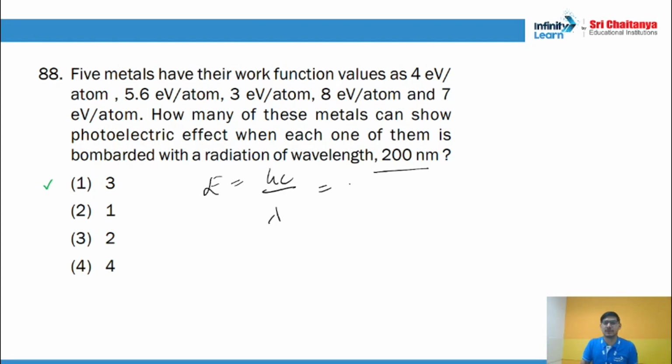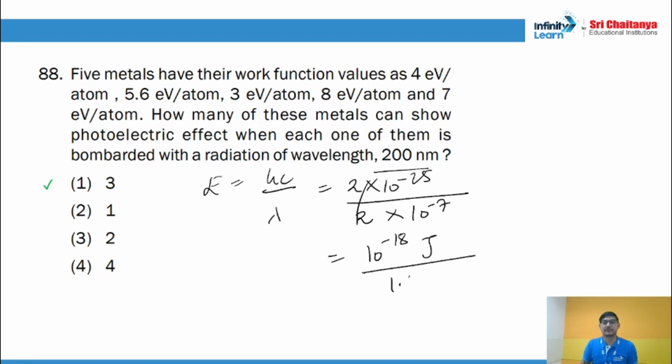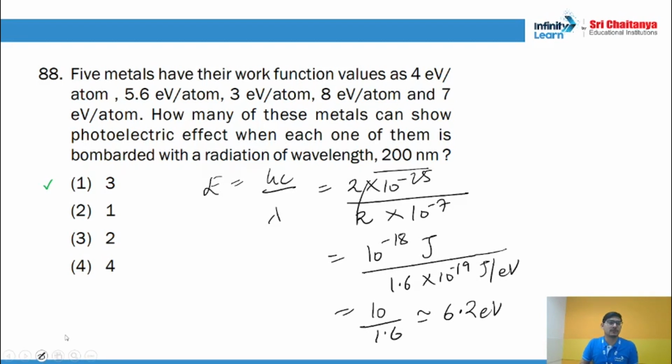The value of hc is approximately 2 into 10 to minus 25. Okay, and the value of lambda is 200 nanometer, which is 2 into 10 to minus 7. So this is 10 to the power minus 18 joule. Now if you convert it into electron volts, then this is this, right? Joule per electron volt. Is that clear, guys? 1.6 into 10 to the minus 19 joule per electron volt. So this will come out to be 10 divided by 1.6. So I think it will come out to be 6.1 or 2 something. Okay, electron volt.